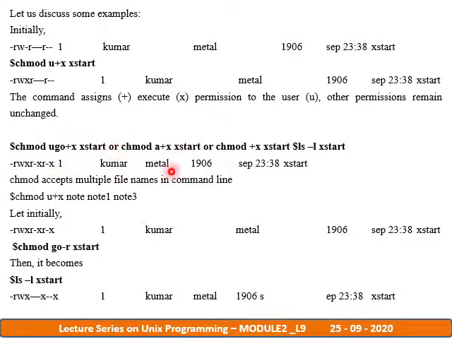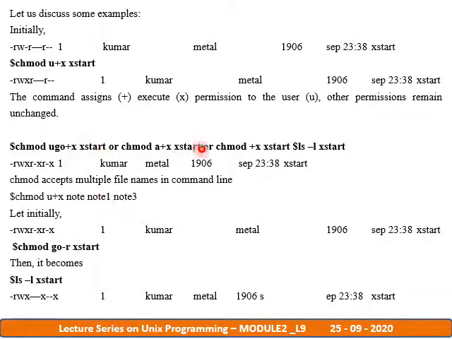Instead of this, you can even use it like this. For example, a plus x xstart. All means user, group and others. Instead of ugo, you can write a. A indicates all. Either you use this expression, or the a plus x expression, or else even chmod plus x xstart, which is going to assign the execute permission for all the users. And if you check with ls minus l, now the permissions are changed. This is how you can write the examples and change the permissions of a file.